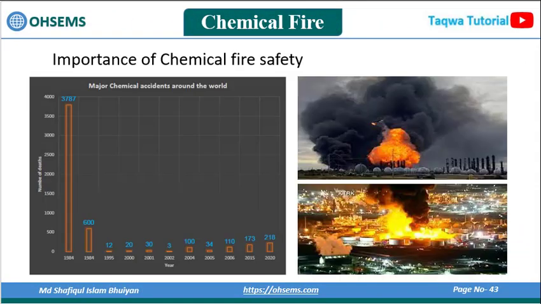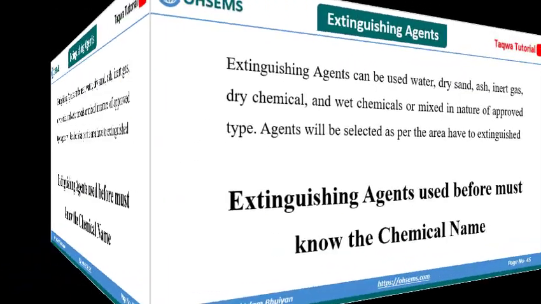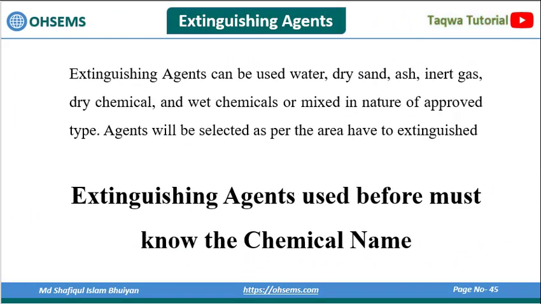Chemical firefighting. Importance of chemical fire safety and prevention of fire. Three elements are necessary for a fire to occur: fuel, oxygen, and heat. So, 100% fire prevention may not be practically possible. Extinguishing agents that can be used: water, dry sand, ash, inert gas, dry chemical, and wet chemicals, or mixed in nature, of approved type. Agents will be selected as per the area to be extinguished.